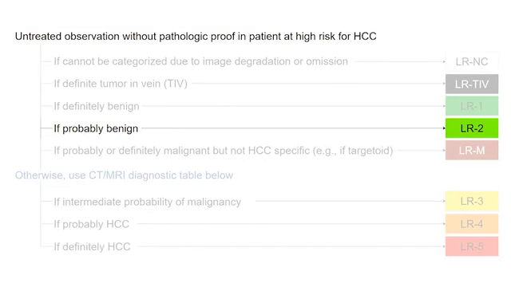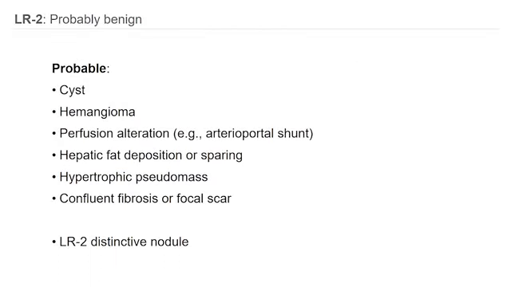Next, we'll come to LR-2, which is if probably benign. These are the same entities as we saw in the LR-1 list, but there may be something about them where you're still pretty sure that this is a benign entity, but there's something about it that is not 100%.